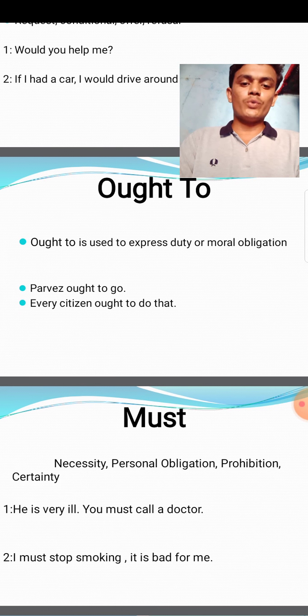Ought to is used to express duty or moral obligation. I have given examples: Parvez ought to go. Number 2 example: every citizen ought to do that. These are examples of ought to.